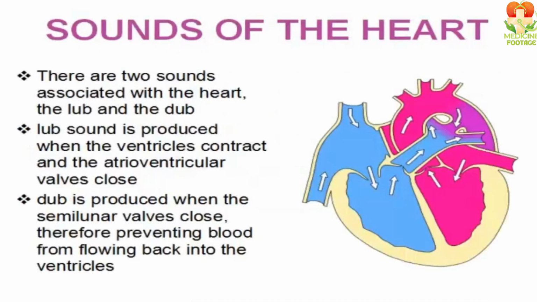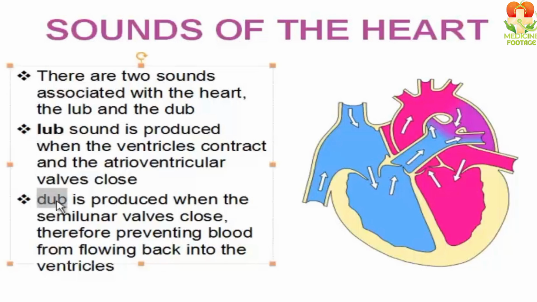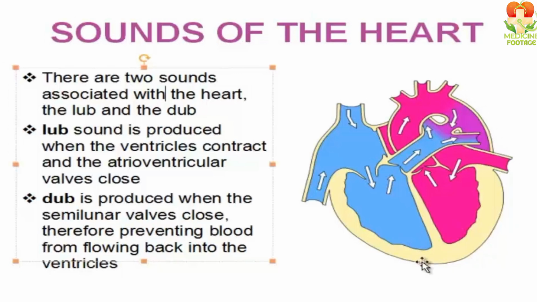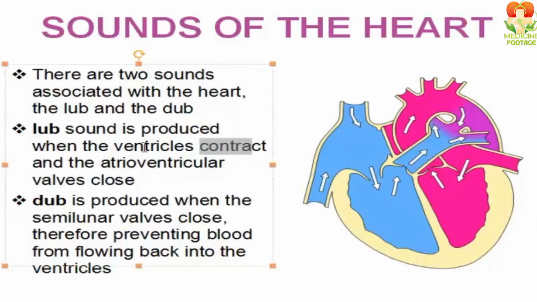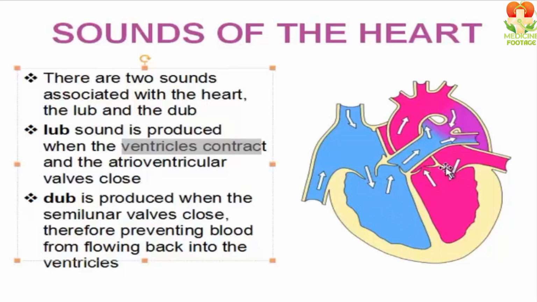Now let's discuss the sounds of the heart. If we talk about heart sounds, there are two types of sounds, lub and dub. When you listen to a heartbeat, it sounds like lub dub, lub dub, lub dub. These are the sounds produced by the heart as it functions. The first sound, lub, is produced when the ventricles contract and blood is pumped out of the heart. The second sound, dub, is produced when the ventricles relax and blood flows back in. The heart makes these sounds as it pumps, contracts, and relaxes.